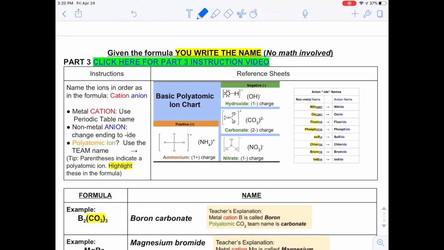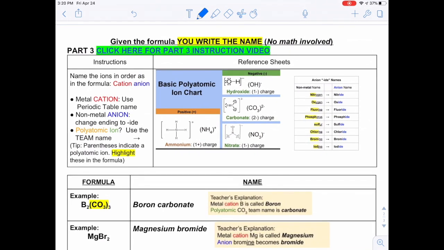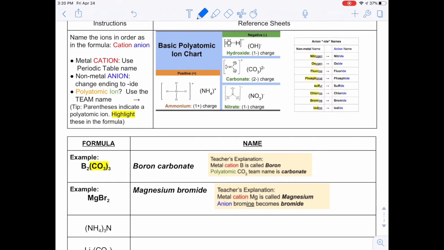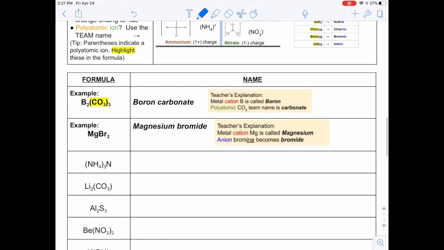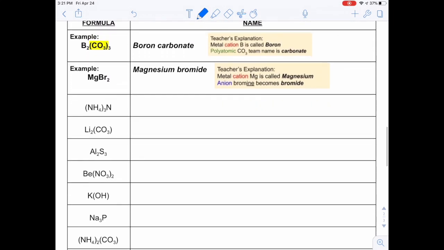Given the formula, you write the name. There's no math involved with this. We won't read through all the directions right now because that was in the other video. We're going to name them in order, cation, then anion. So these two are done for us. Let's look at the next one.